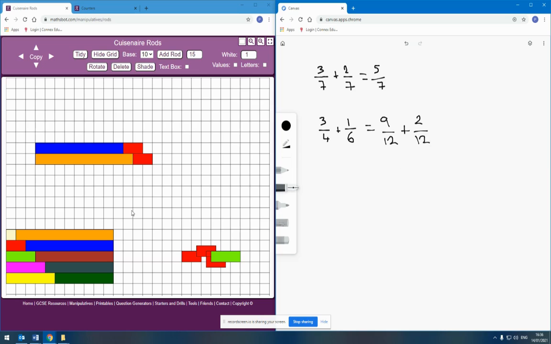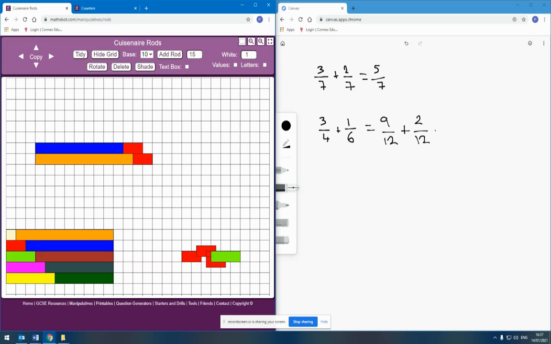2/12. So I can simultaneously see this blue rod both as 3/4, because it is 3/4 of the length of my whole, or I can see it as 9/12, because my whole is 9 times longer than a white rod, and so a single white rod is 1/12. And similarly, my red rod can simultaneously be seen as 1/6, or it can be seen as 2/12, because it's the same length as 2 of my single white rods.